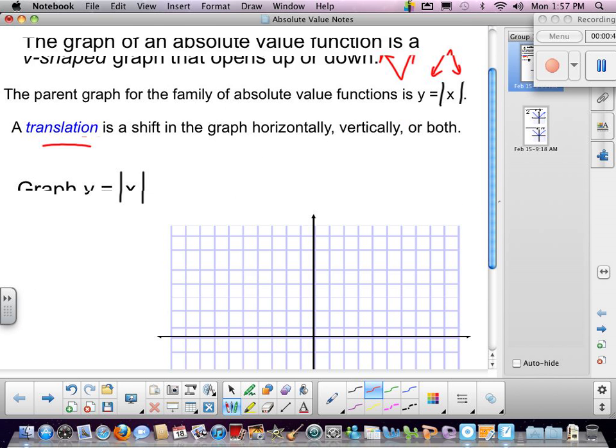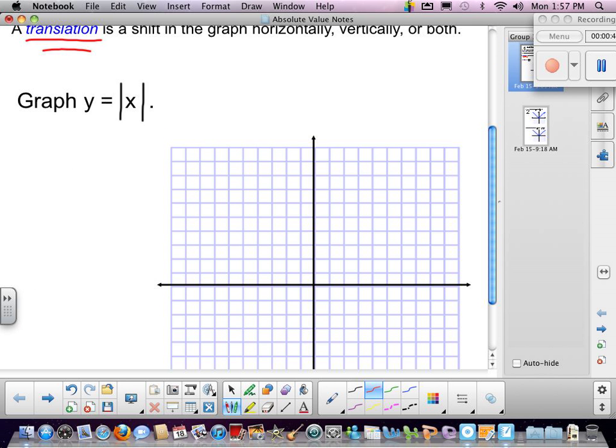Now we're going to start out by graphing the parent graph, y is equal to the absolute value of x. In order to graph this, we need some ordered pairs, so I'm going to make an xy table. I'm going to start with -3, -2, -1, 0, 1, 2, and 3. And we're just going to substitute those values of x in and solve to get the y.